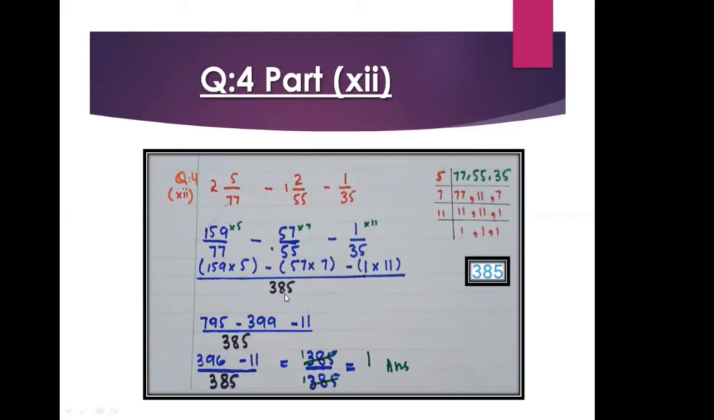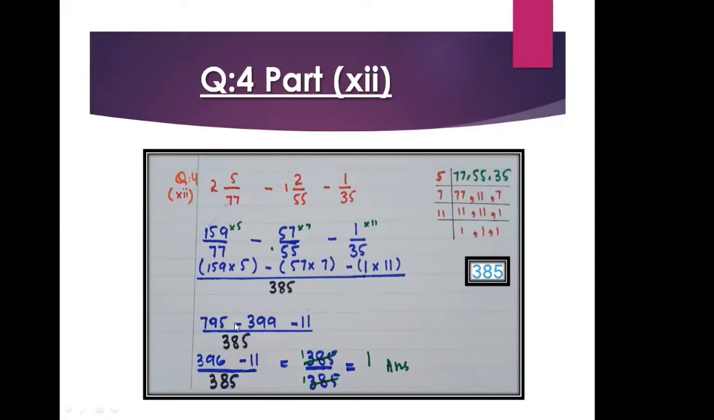Use your rough copy and do rough work. Okay, now the denominators of all the fractions are the same. This is our case number 1 when we have like fractions. 159 multiplied by 5, 57 multiplied by 7, and 1 multiplied by 11. How many operators are there? We have two operators and both are subtraction. So we have three values, and you can take two values at a time.